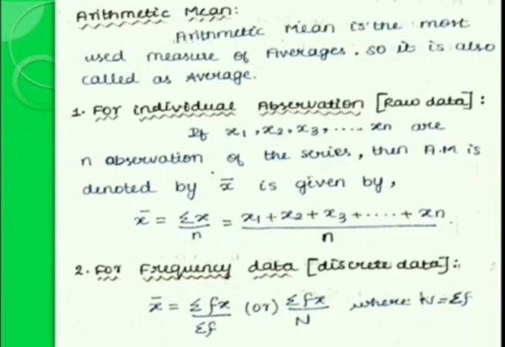If x1, x2, x3, etc. up to xn are n observations of the series, then the arithmetic mean is denoted by x bar and it is given by x bar is equal to summation x divided by n. Here summation x represents x1 plus x2 plus etc. up to xn. For discrete data, our formula is x bar is equal to summation fx divided by summation f. Here f is our frequency. This formula can also be written as summation fx divided by capital N. Here capital N is equal to summation f, which is the total frequency.